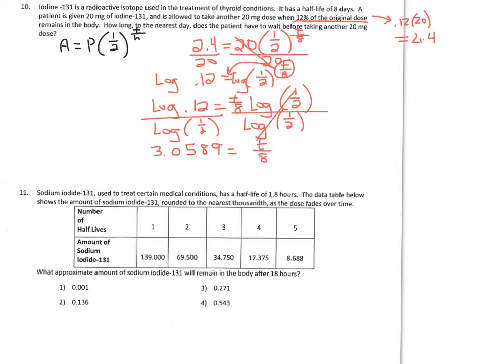Okay, so if we want to get this T by itself, honestly, the easiest way, since we have an 8 in the denominator, is to multiply both sides of the equation by what's in this denominator, right?